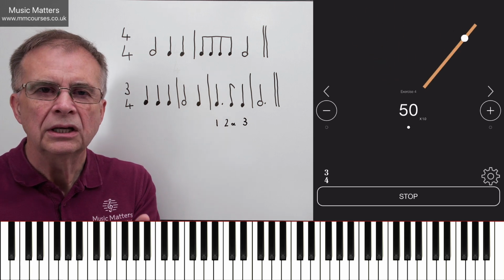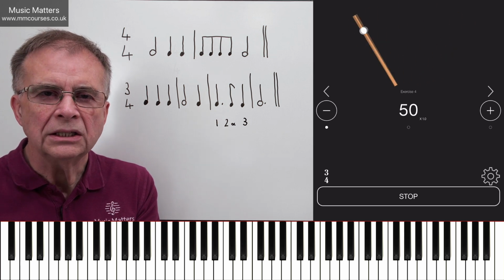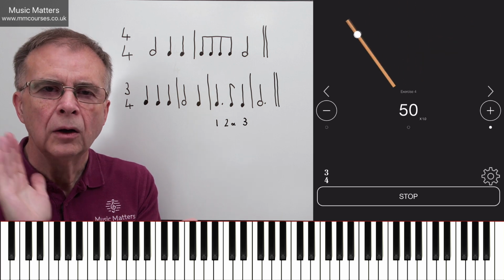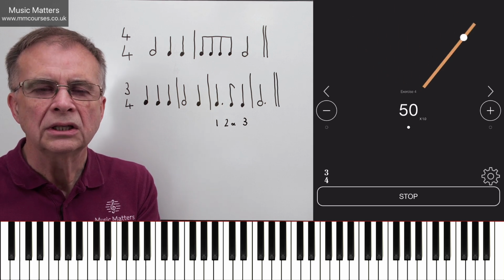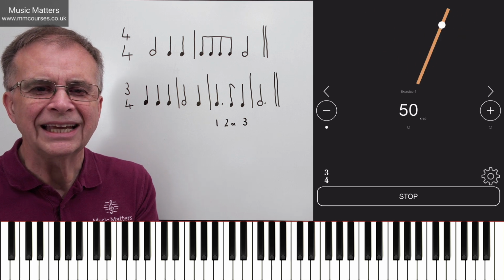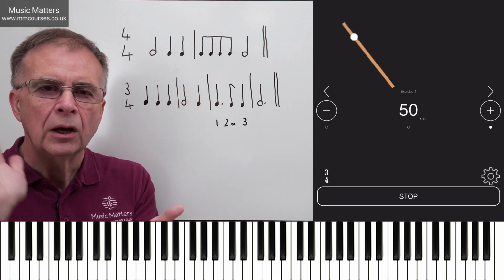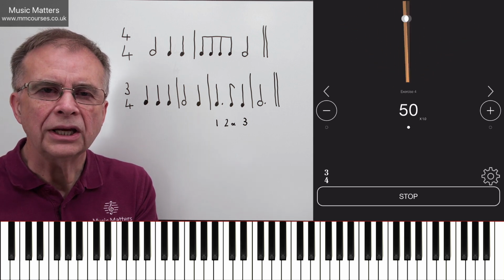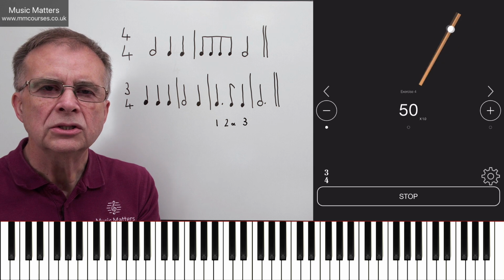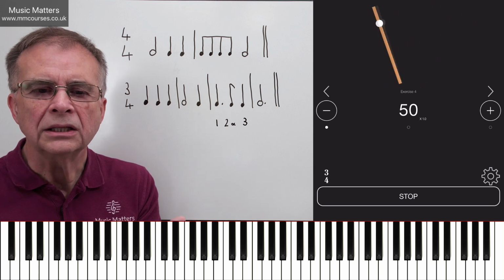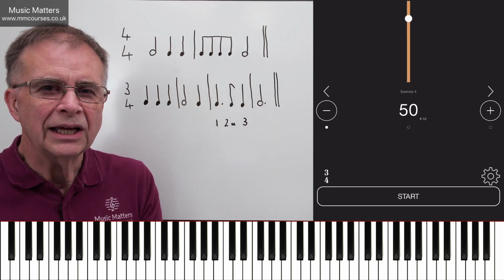1, 2, 3. 1, 2, 3. 1, 2, 3. 1, 2, and 3. 1, 2, 3. Okay, let's just do that again together straight away. 1, 2, 3. 1, 2, 3. 1, 2, 3. 1, 2, and 3. 1, 2, 3.